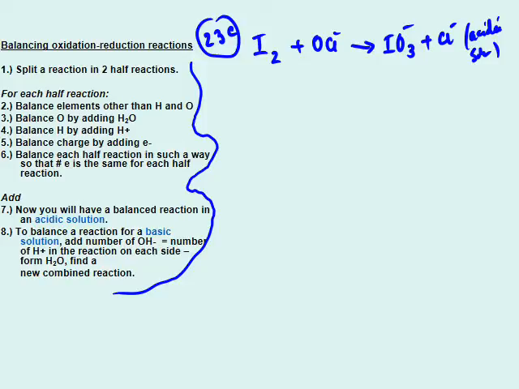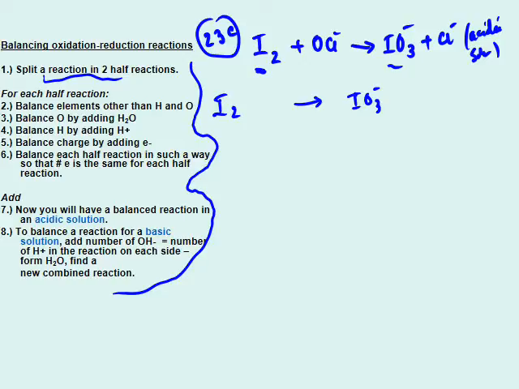The first step is to split a reaction into two half reactions. So how do I split that into two half reactions? Based on similarity. I have on the left side I2, on the right side I have IO3 minus. So the same iodine is there. So my first half reaction would be I2 giving IO3 minus. So that's what I have done.